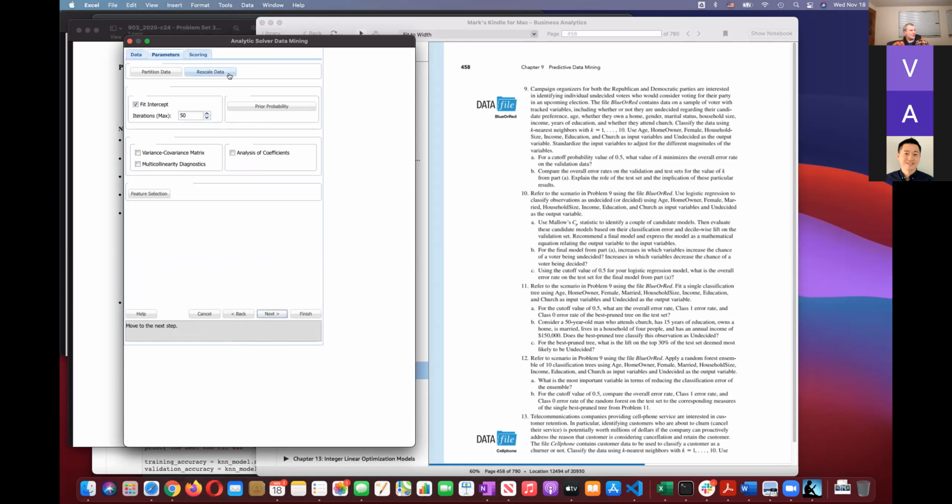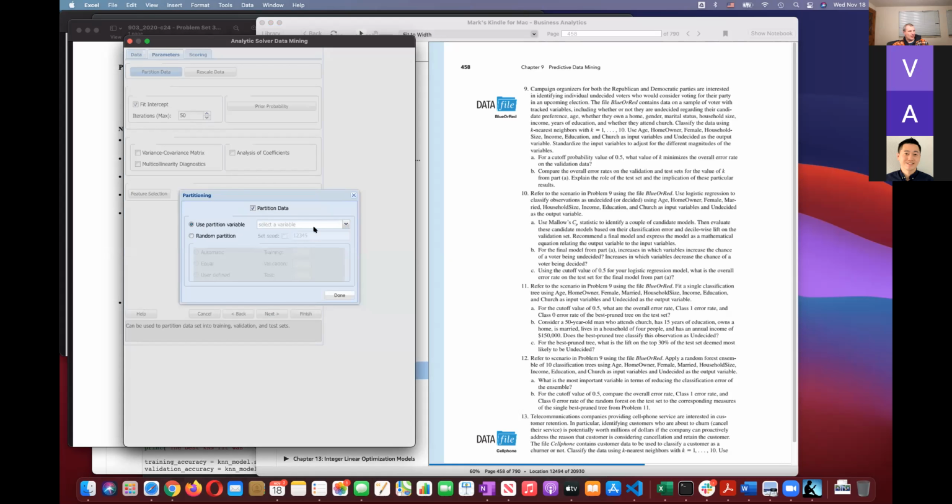And it's going to ask us to partition the data. We're going to use the partition data column variable. It doesn't say to do that, but I'll just assume that we're doing that, because I think the book problems usually do that. And then we're going to rescale the data to standardize it. Are you clear on what standardization means? Nope. Can you explain that? Yep.